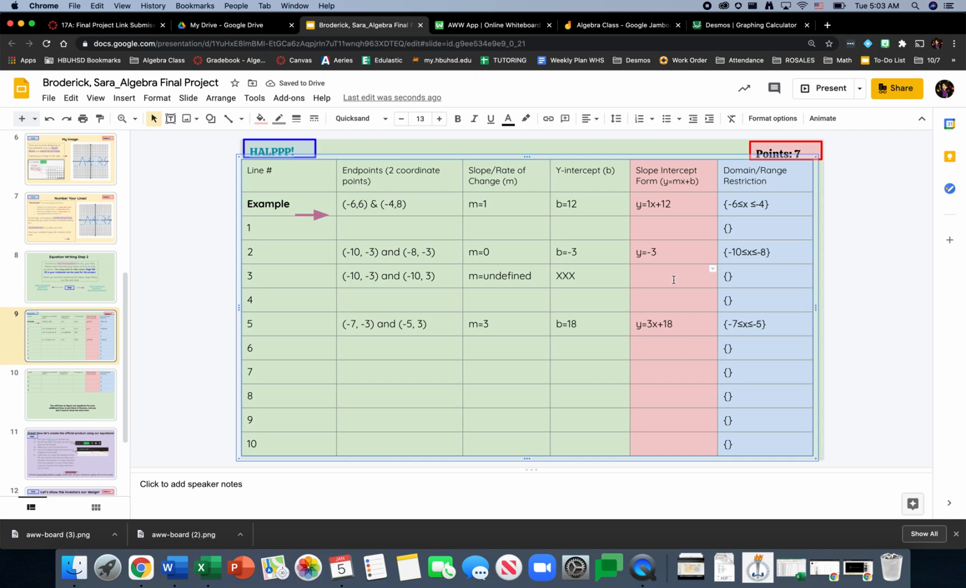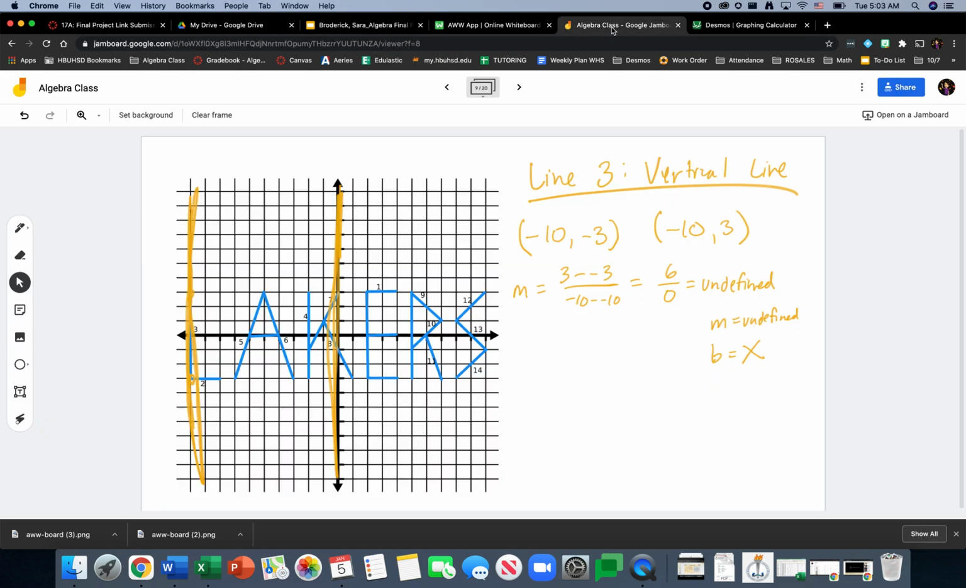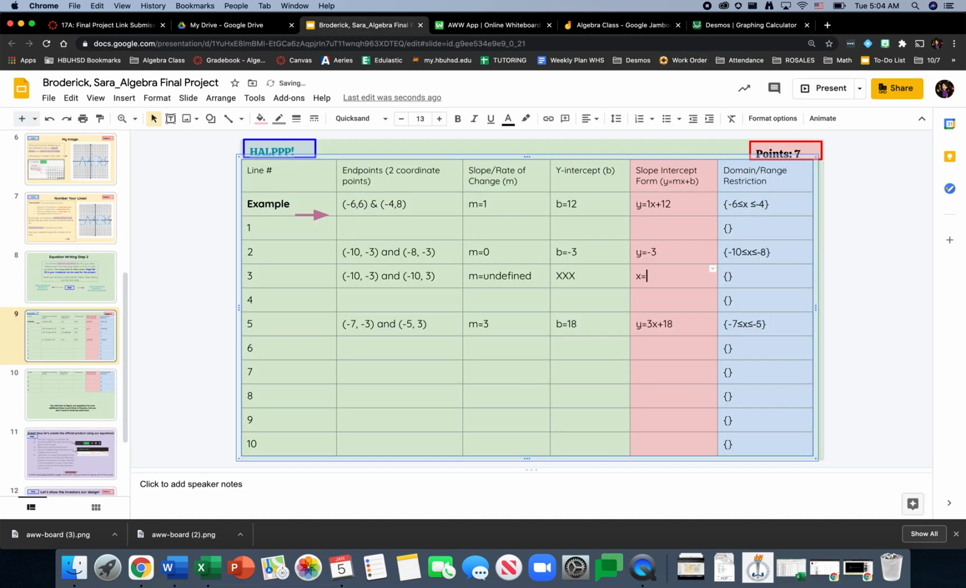So what is the equation? Because if I don't have an M and I don't have a B, what's the equation? Here's what you need to know. What do we know about this line? We know that the x value is always going to be -10. Think about any point on this line: -10, 5, -10, 3, -10, 0, -10, -3, -10, -7. We know the x value is always going to be -10, and that is the equation, because that is what we know about the line. So we write x equals -10.